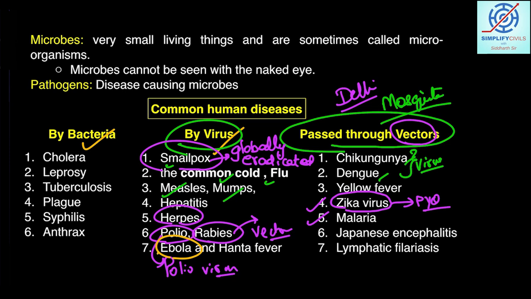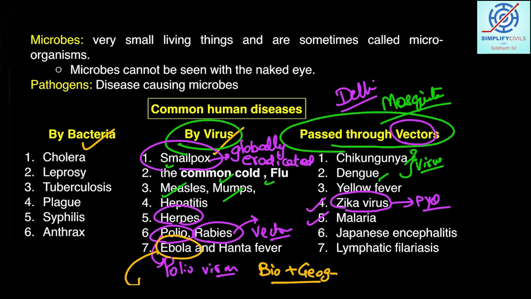And the question was very unique because it linked biology plus geography. It linked biology with geography and then it framed the question. So this is what UPSC is all about. It tries to be very unpredictable, and that's how the students fall into the trap.